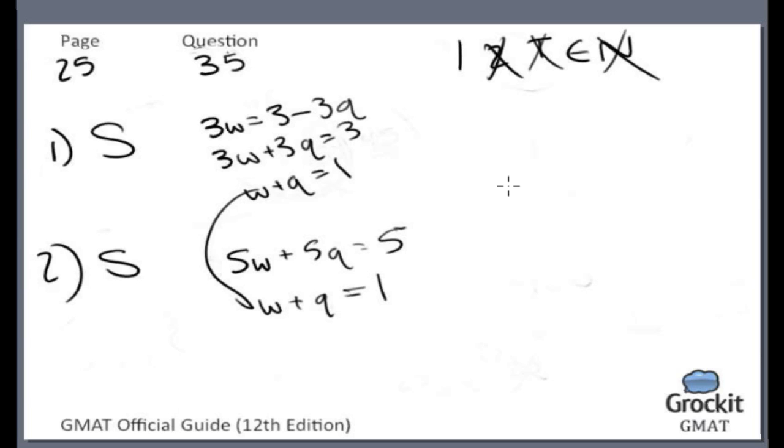So don't fall into that trap of jumping in immediately and assuming that two equations plus two variables always requires two statements. Sometimes one is enough, especially when you're being asked about the value of a combination of variables as opposed to just one variable. So in this case, either one is sufficient. Answer choice number four.